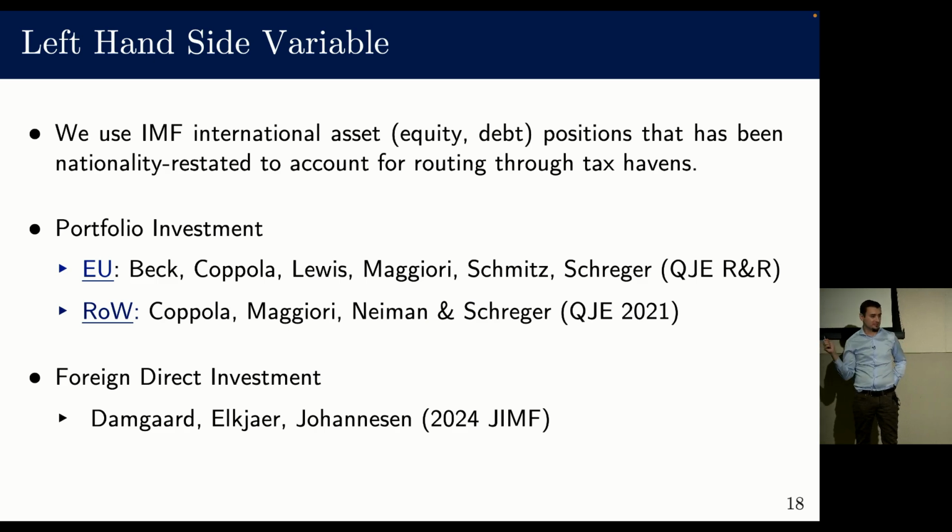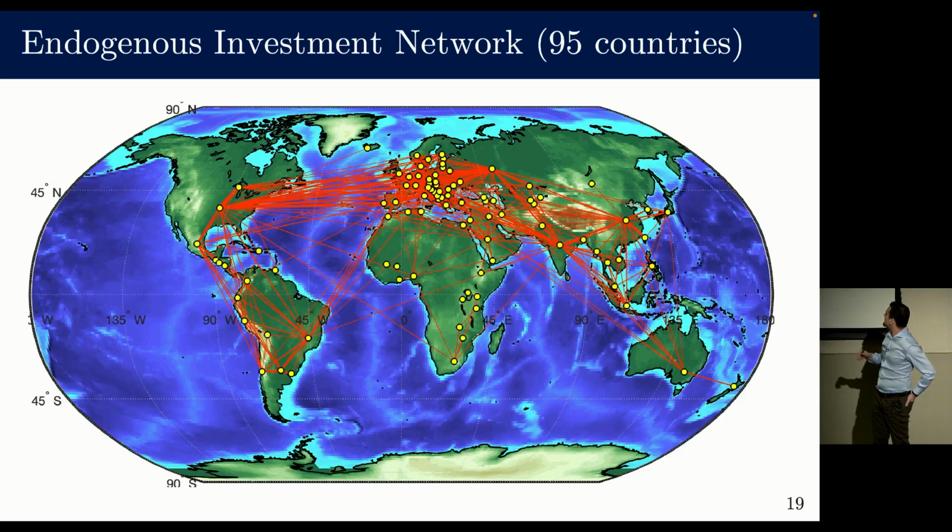I don't have time to show you the whole regression, but trust me, everything is nice and significant. Let me instead show you what happens when you take the elasticities, you compute the wedges, you plug them into the model, and you solve for the equilibrium. This picture shows you the model-implied network of country-to-country investment. Here, the thickness of the lines represents the size of the bilateral asset position. And notice that we did a lot of data collection, so that means that we have 95 countries in our model. That's more than the typical trade model.